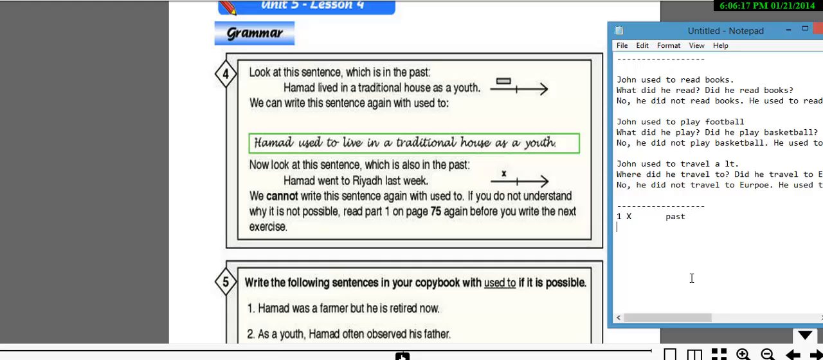You cannot use used to for one time in the past. But if you've got many times in the past, then you can use used to. Especially when we have a word like last week, there is no used to because it's just a one-time action.